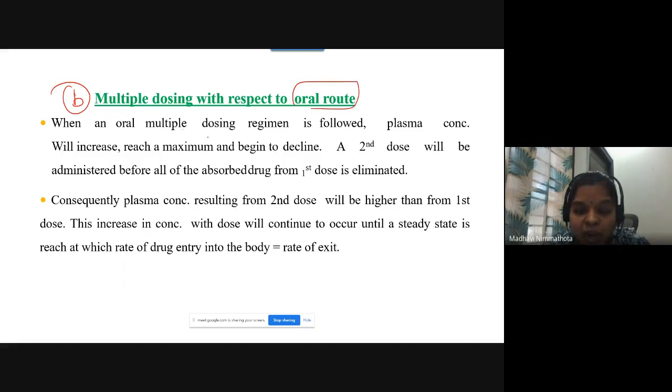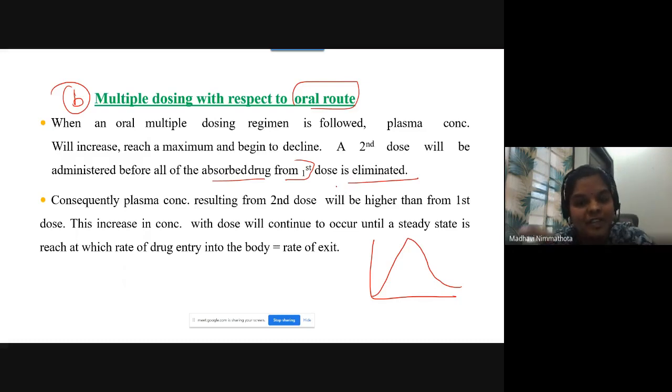When an oral multiple dosing regimen is followed, plasma concentration will increase, reach a maximum and begin to decline. A second dose will be administered before all of the absorbed drug from the first dose can be eliminated. What is the meaning of this sentence? After your first dose gets eliminated, your second dose can be administered. So after reaching its maximum, it will begin declining.